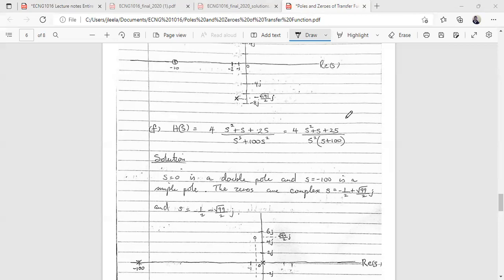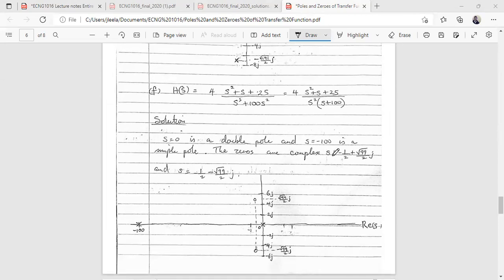Right? And if you notice the numerator here, you're going to end up having complex zeros. Because if you factorize s squared plus s plus 25, you'll get minus a half plus the square root of 99 over 2 j, and you'll get minus a half minus the square root of 99 over 2 j. So the square root of 99 over 2 j lies somewhere between 6j and 4j, and then the same will exist for the negative.